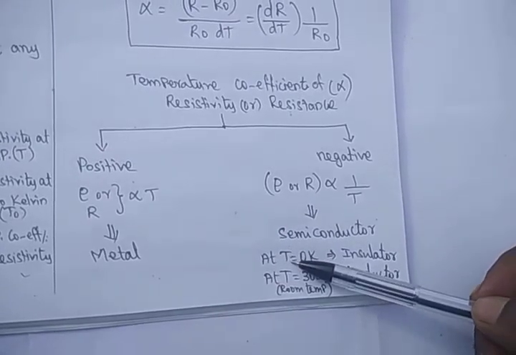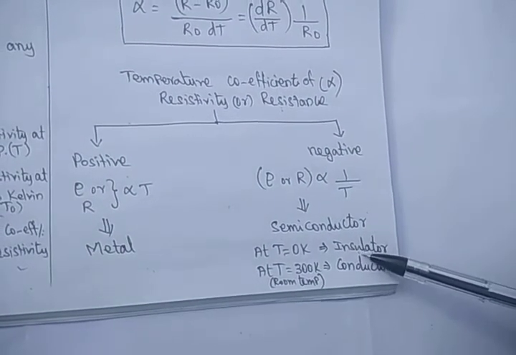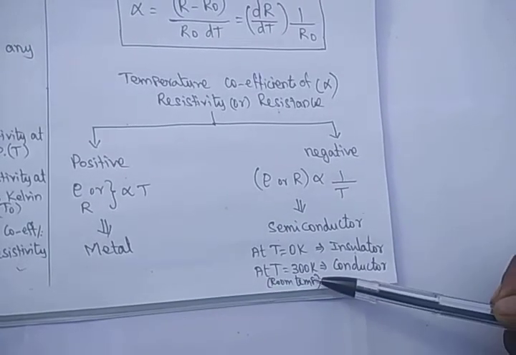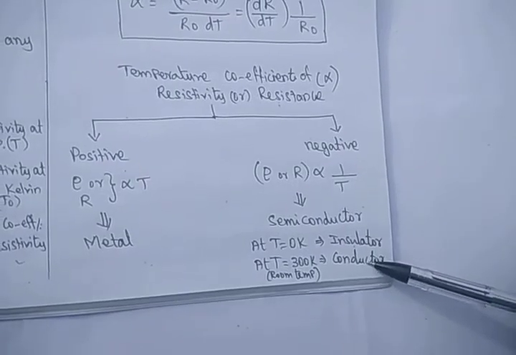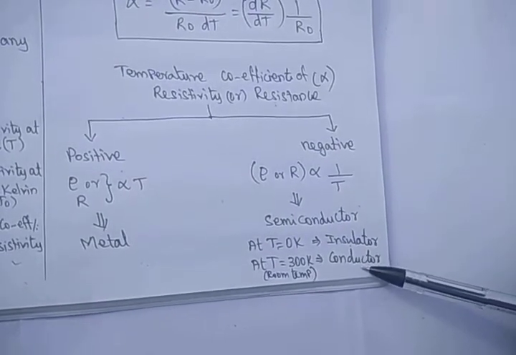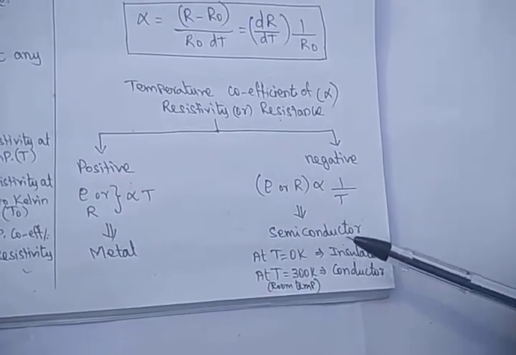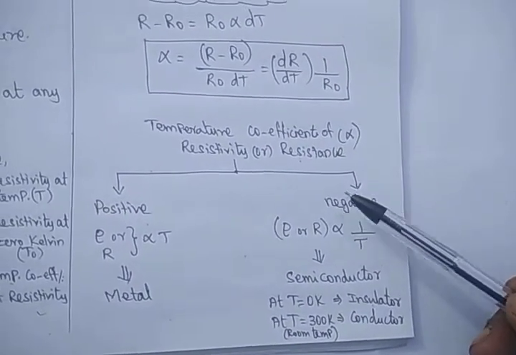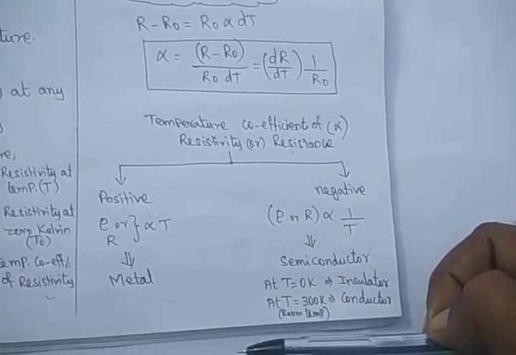At T equal to 0 Kelvin, absolute Kelvin, certain material will act as an insulator. When the temperature increases to room temperature, the same material will act as a conductor. Here the free electrons are not available. Here the free electrons are available in the material. This type of material comes under the category of negative temperature coefficient of resistance. The temperature and resistance are inversely proportional.